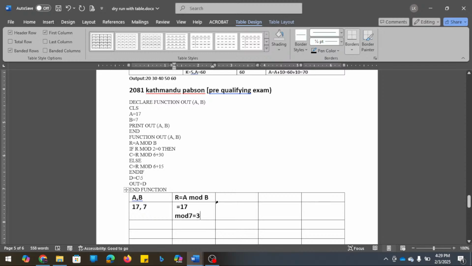Next is there R equals to R mod 2. So R mod 2 we get here 3 mod 2. And that gives us 1. Not 0. So if it is not 0, then we get the else part. Else part is a C.